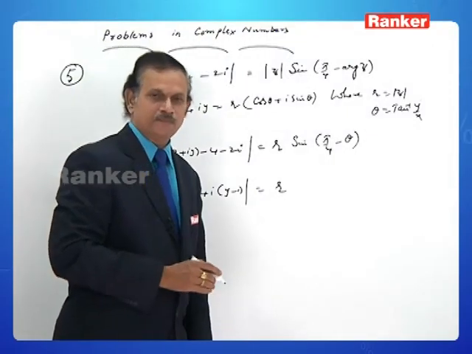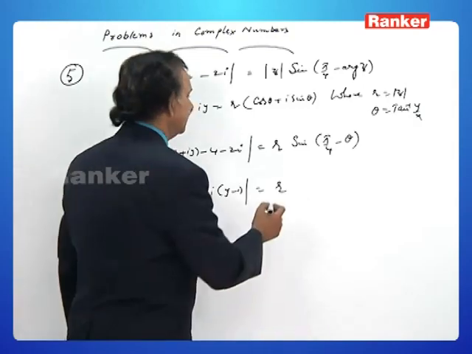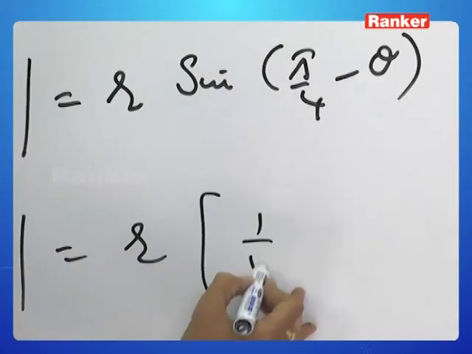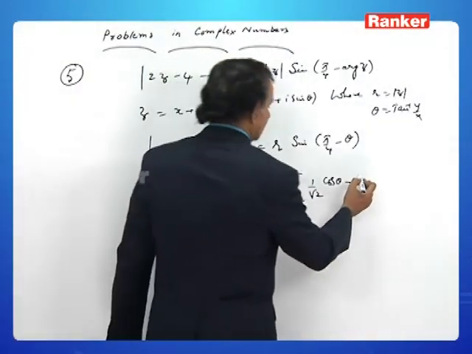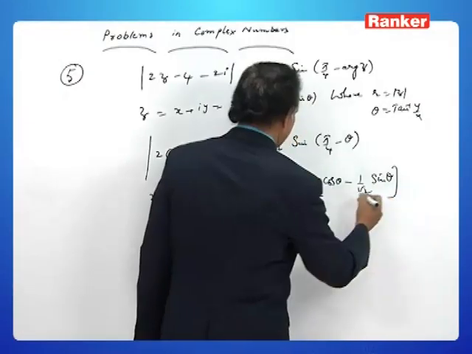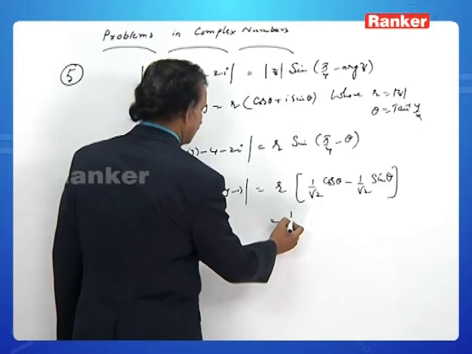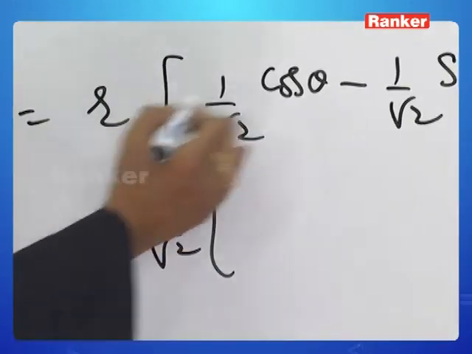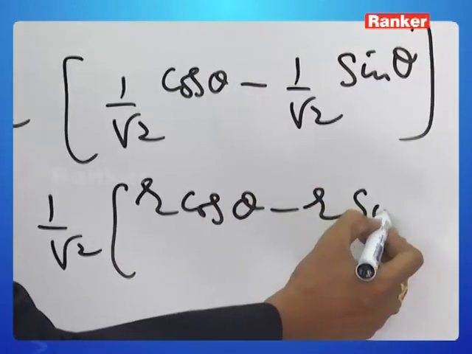What is that? Sine pi by 4 cos theta minus cos pi by 4 sin theta. Well done. This is equal to 1 by root 2 into r cos theta minus r sin theta. Right?